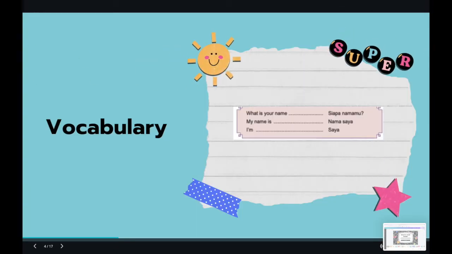Next. We got some vocabularies here. What is your name? Siapa namamu? My name is, nama saya. And I'm. Ini I'm singkatan dari I am. Jadi emang di bahasa Inggris suka ada singkatan gitu ya, pakai apostrof, I'm, I am. Nanti kalian akan lihat, setelah bertambahnya waktu kalian belajar bahasa Inggris, kata-kata apa aja yang bisa digabung.